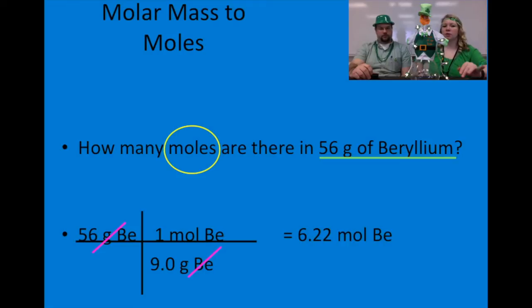So again, they cancel out the units, multiply across, divide by the bottom, and I get 6.22 moles of beryllium. That sounds great. Yes. For the sake of keeping the numbers fairly similar, in my class, we're just going to round to 2 places after the decimal.